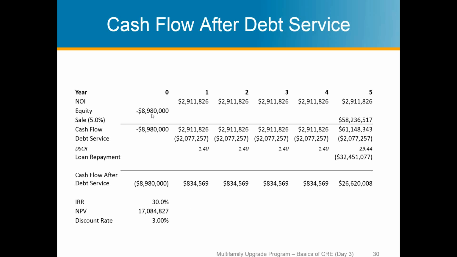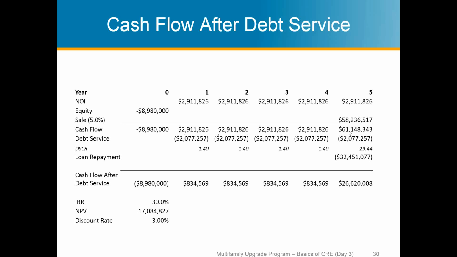So my equity outlay before was $44.9 million. I didn't have that. I had $9 million. So I got a bank loan, and I pay about $9 million in equity. Each year I get the same NOI, $2.9 million, $2.9 million. In year 5, I'm still selling it for $58 million. That's $2.9 million at a 5% cap rate. So my cash flow is a little bit different now, in that I outlay 9, and then I get 2.9 every year.